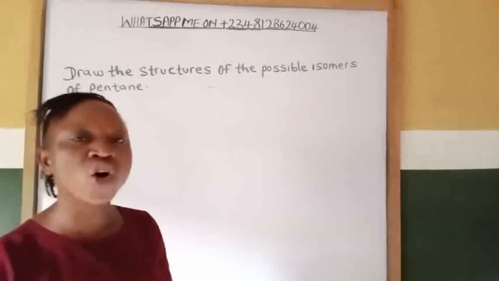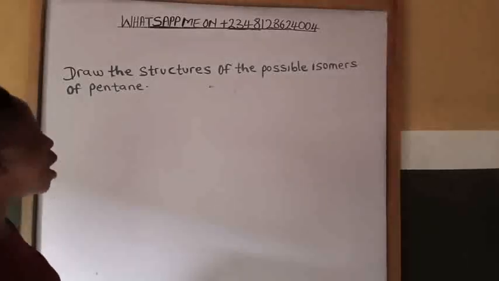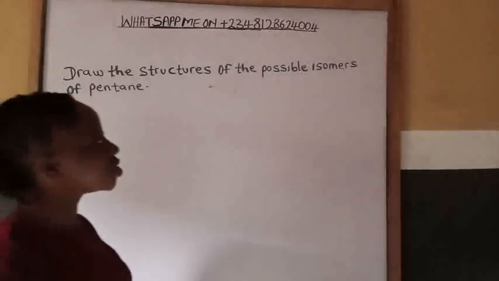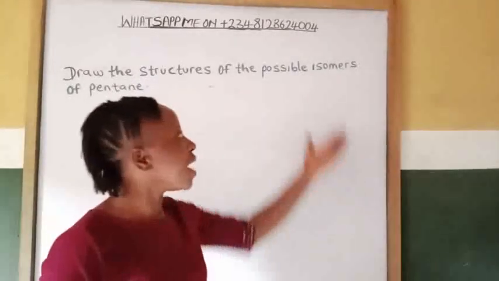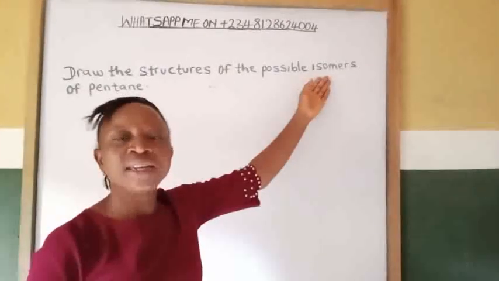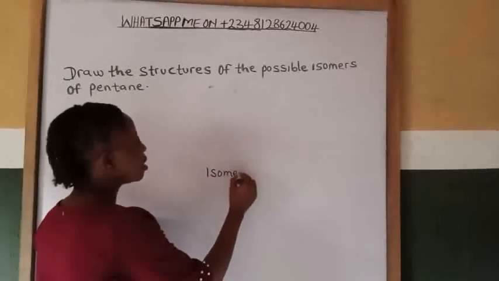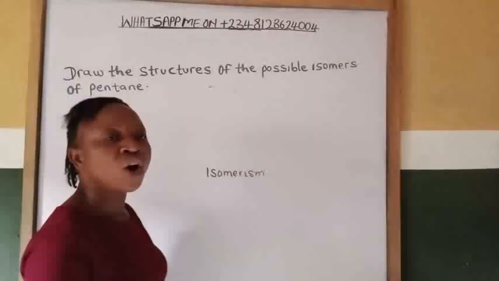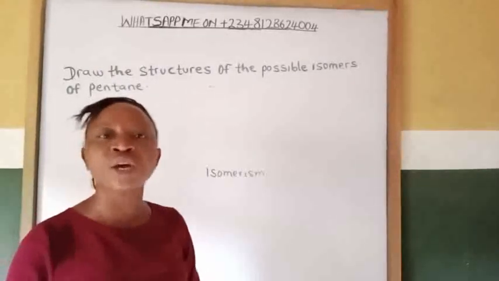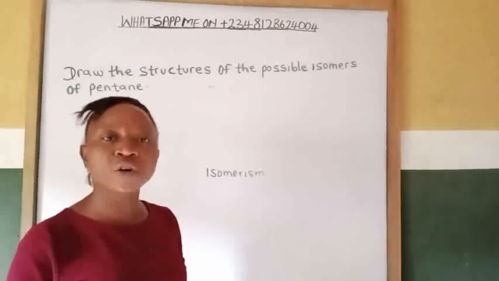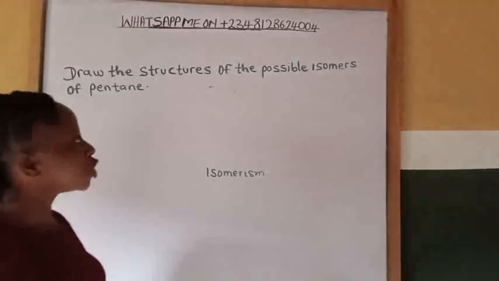This is another question on isomerism, and it says draw the structures of the possible isomers of pentane. Like I explained in my last video, the word isomers is an organic term derived from isomerism. Isomerism has to do with the occurrence of two or more organic compounds with the same molecular formula but different structural formulae.